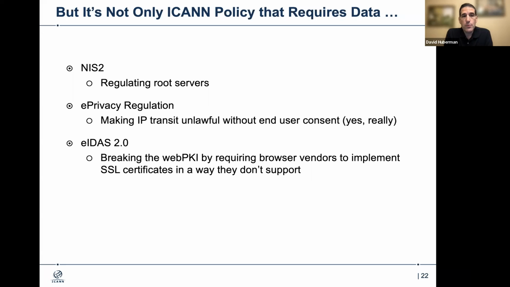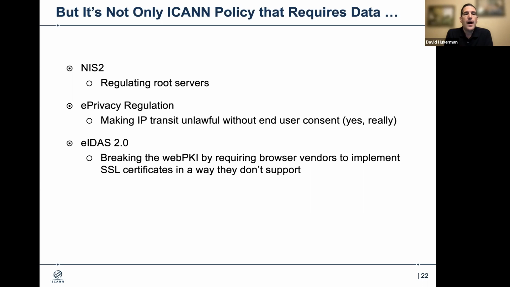And ICANN was able to collect data and make a good argument to the regulators that here's why, if you want to accomplish your goal, you don't want to regulate root servers. Here's what you want to participate in. Here's what you want to understand. But the root servers regulate themselves really, really well. Okay. That was an argument we made, and that was an argument that was accepted.